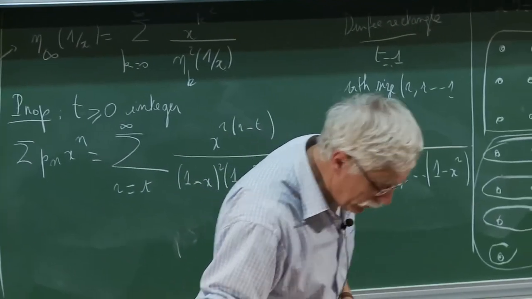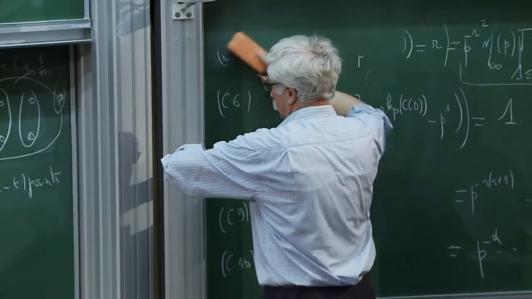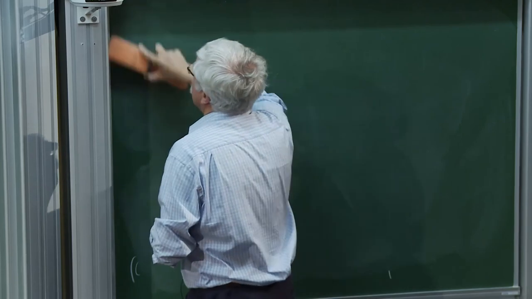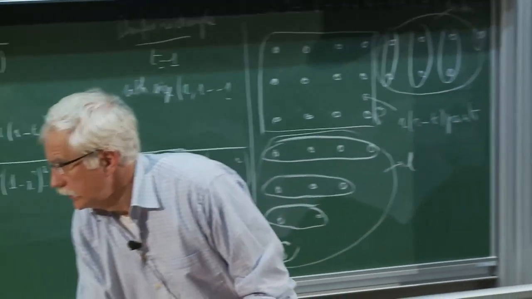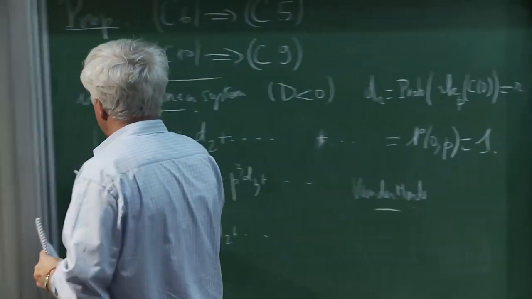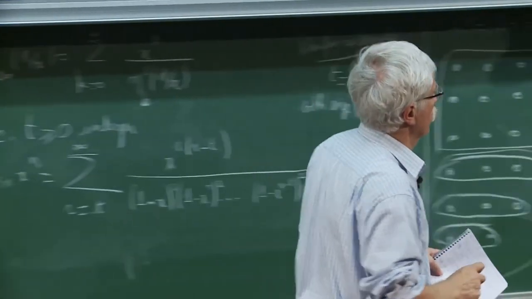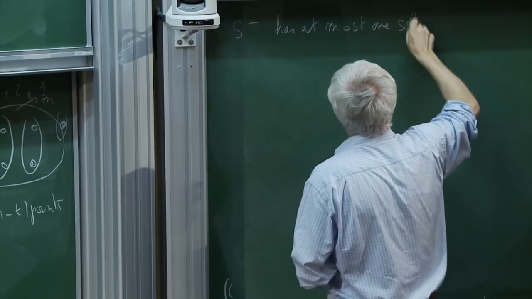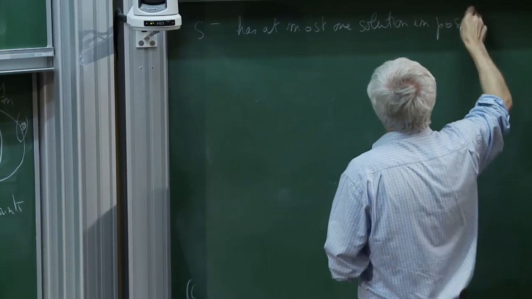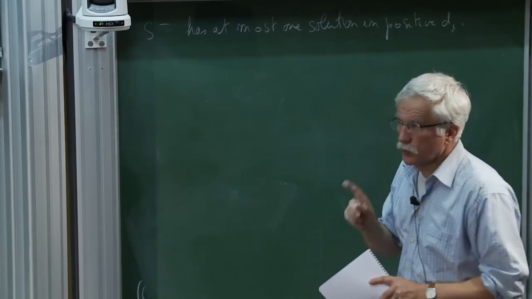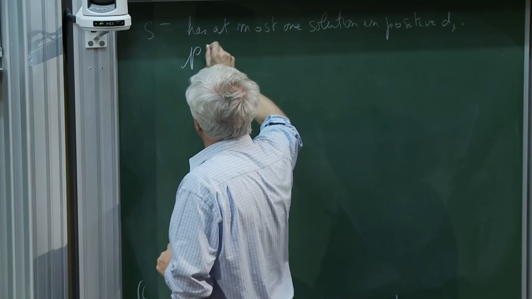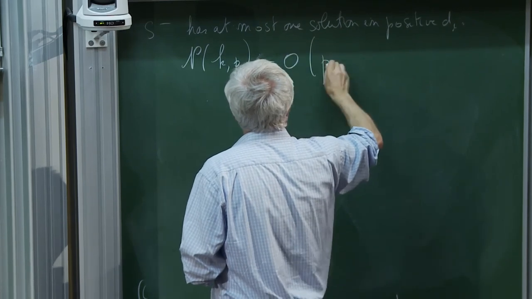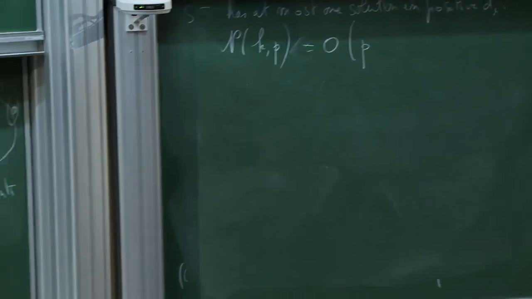So the unicity for me is strange because I claim that this system, which I call S1, the first part, the second one, S minus, has at most one solution in positive integers. And the key, what is important, is that N_KP is something like less than capital O of P^k squared over 2, something like that.